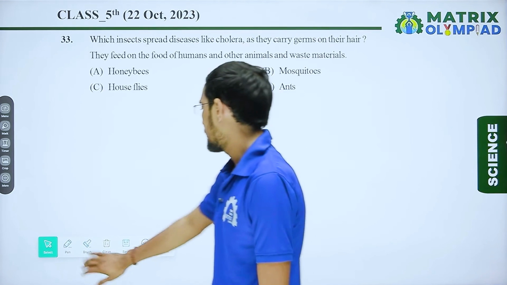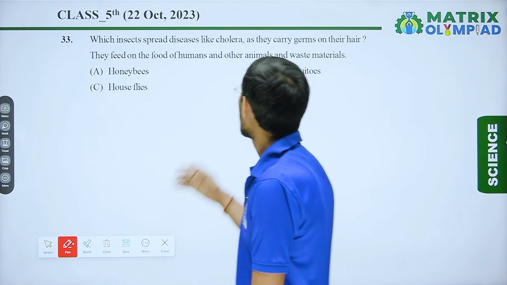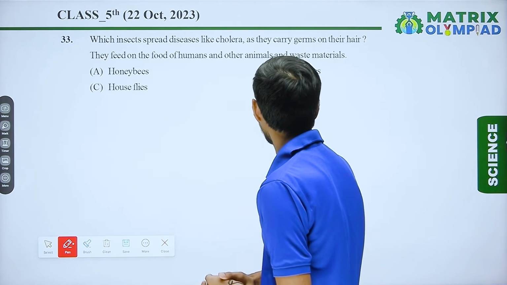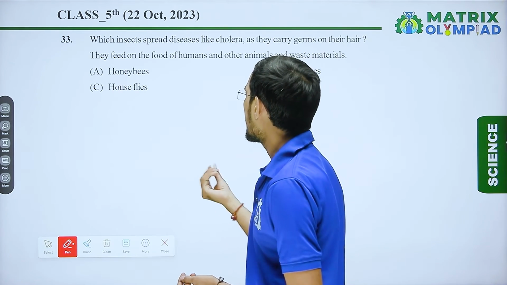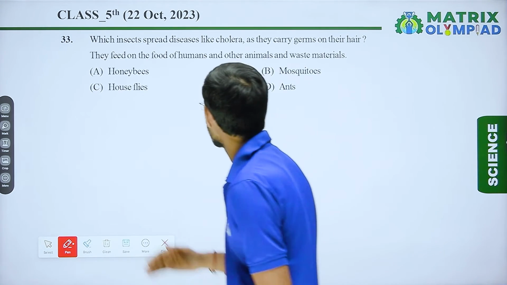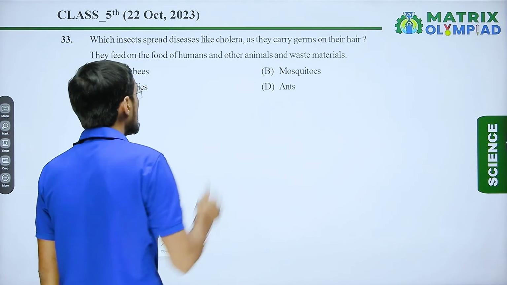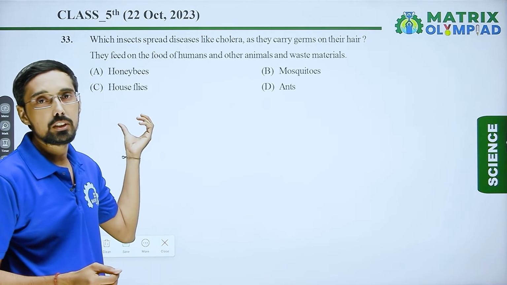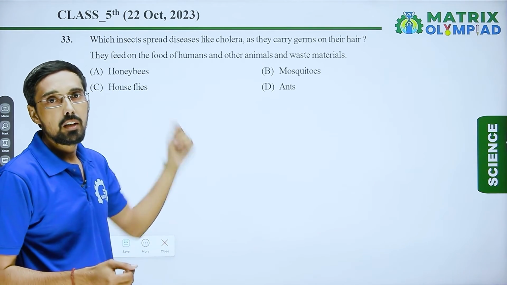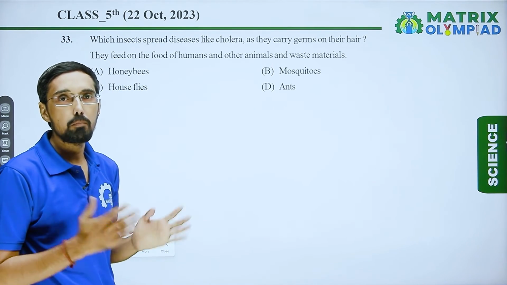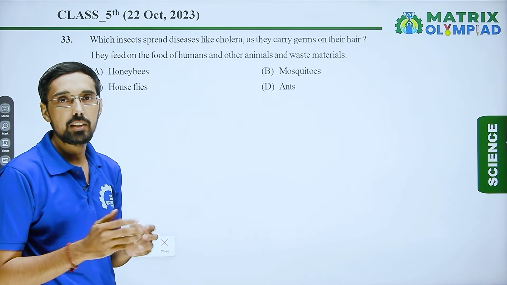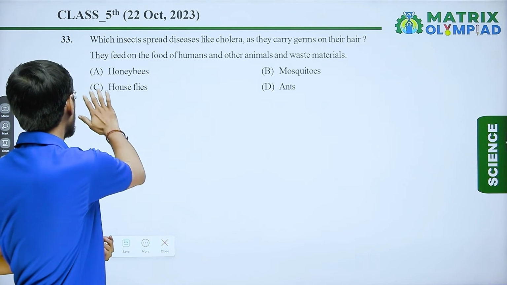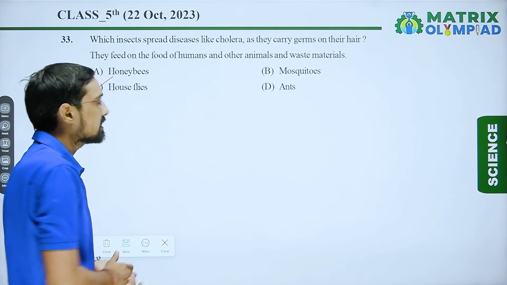Move to next question. Which insect spreads disease like cholera as they carry germs on their hair? They feed on the food of humans and other animals and waste material. The most appropriate answer for this question will be housefly, because a large number of houseflies are present and they act as a carrier. So correct option for this question will be option C.